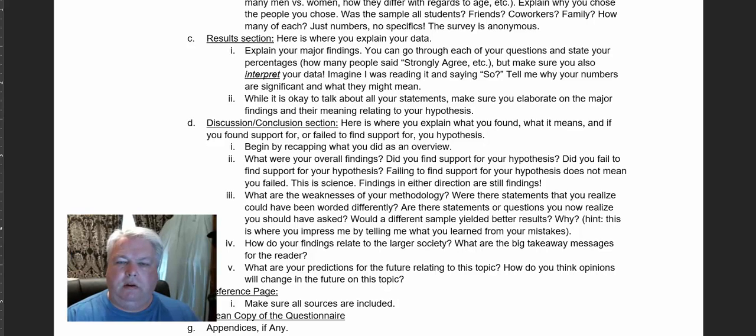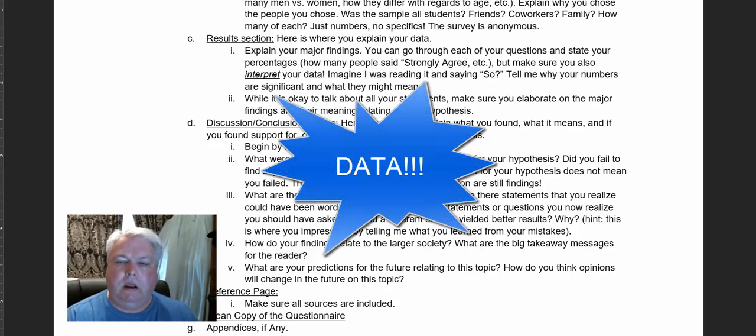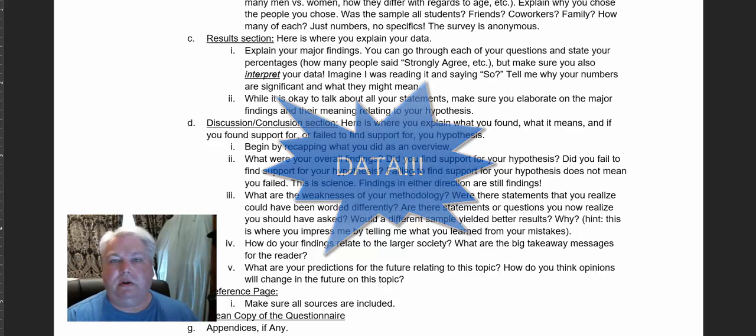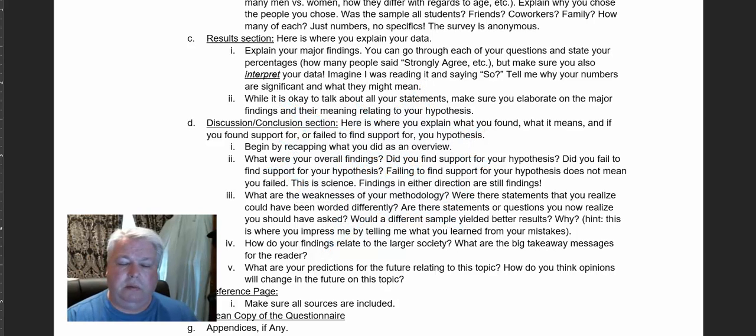All right, so in this next section, this is going to be the results section, and the results section is going to be where you're going to explain your data. Now, when we say your data, what we mean is your statistics, in this case, your percentages. This is where you're going to explain your major findings, and what a lot of students like to do here is they like to use this section to talk about all of their statements rather than just some of them. They have like a paragraph basically for each one, which is fine if that's what you want to do. That usually ends up eating up a couple of pages.